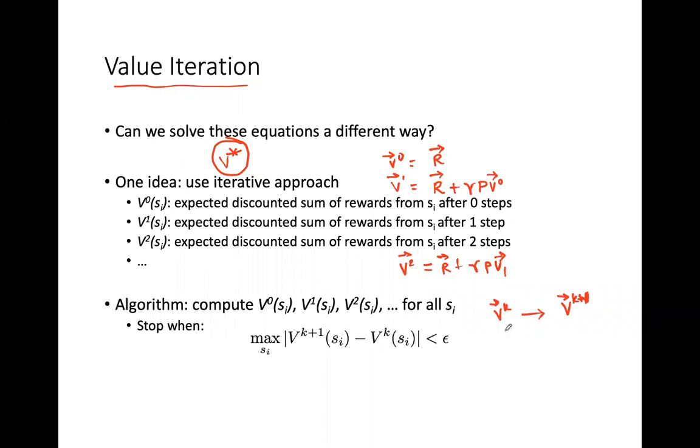Now, when you go from vk to vk plus 1, what I can do is look at every component in this vector and the corresponding components in this vector, and now pick out the component that changed the most. So when I did this update, which state's value changed the biggest? And if that change is below some tolerance that we are satisfied with, then we're going to call it a day, right? That's essentially what this math is saying. So we can just perform the sequence of value function approximations until this convergence criterion is met, and we call it a day.